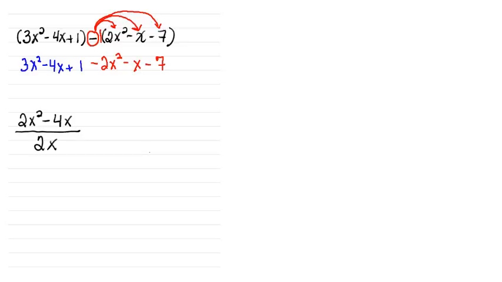And I'm going to go through again left to right, finding any like terms. Again, I'm going to start with the largest power, and that's x to the power of 2. So 3 take away a 2 is 1, and you can put the 1 there, and it has a power of 2.